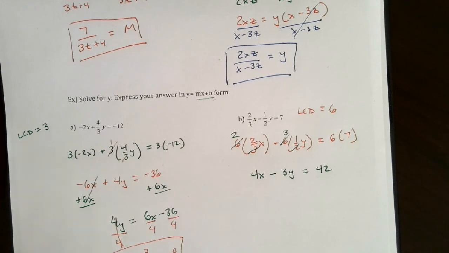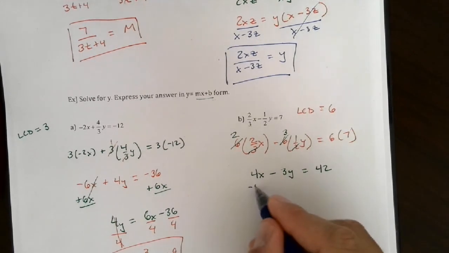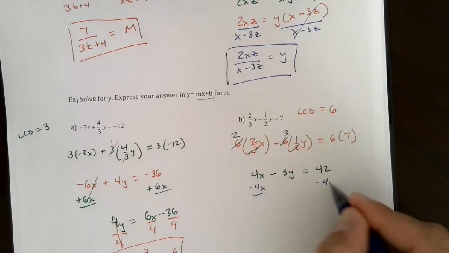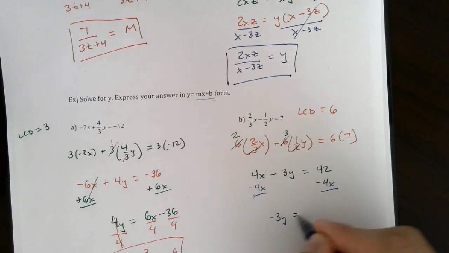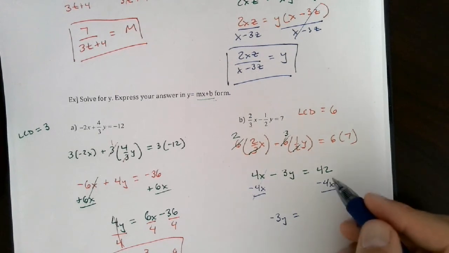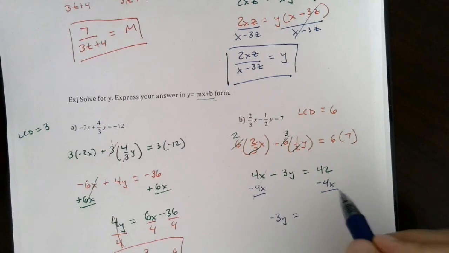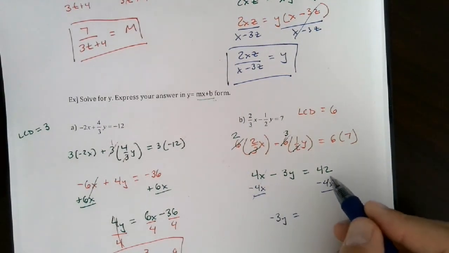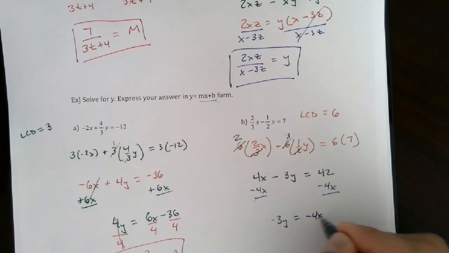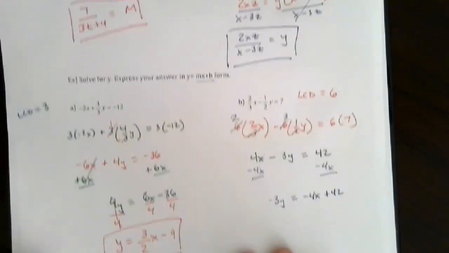I'm trying to solve for y because remember I want the y equals mx plus b form. So I want to move the x term to the other side. So to move the 4x over, I'll subtract 4x from each side. On the left side they cancel. I'm left with negative 3y equals 42 minus 4x. You could write it that way except for we want the mx plus b form, so we want the x's coming first, the constants coming last. Because remember, m and b are just constants. So I'm going to write this as negative 4x. This is a positive 42, so plus 42.